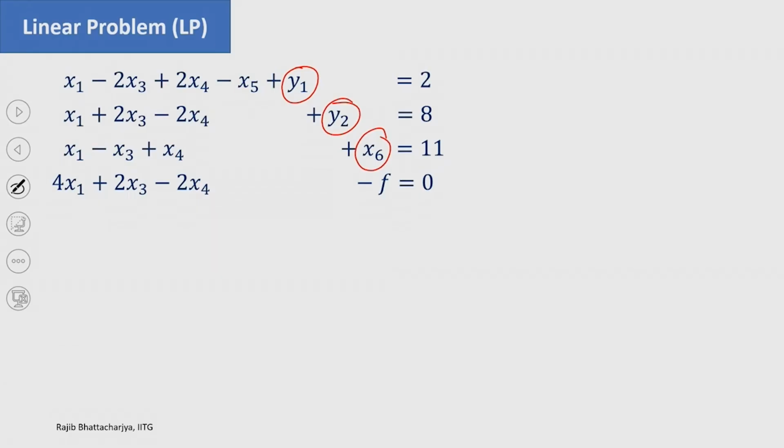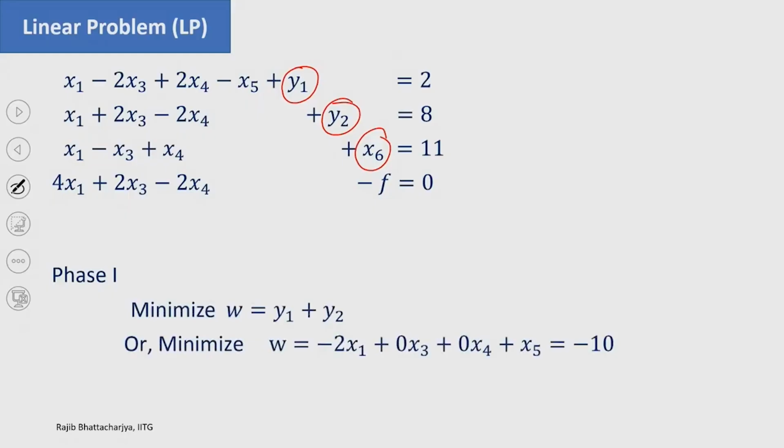So, the initial solution is now y 1 equal to 2, y 2 equal to 8 and x 6 equal to 11. So, therefore, this is a two phase problem. So, we will solve it using the two phase method. What we are doing here is we have a new objective function, w equal to y 1 plus y 2. I would like to eliminate y 1 and y 2, or I can write y 1 in terms of x 1, x 3 and x 4, x 5.